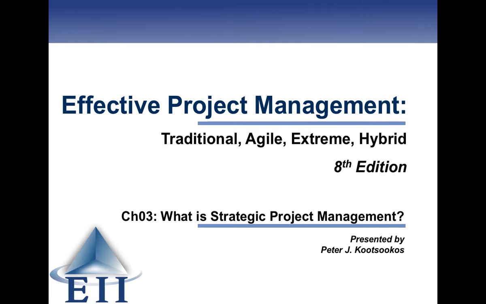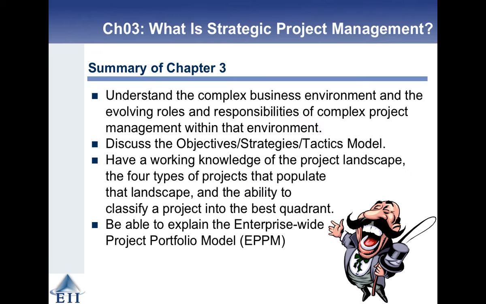So this is Effective Project Management, and now we're doing chapter 3 of the 8th edition, which is what is strategic project management. So, summary: we've got to understand the complex business environment within which the project lives and within which the project manager has to operate. We need to talk about the objective-strategies-tactics model, which is like an onion, as you'll see. And we have to have working knowledge of the project landscape so that we can figure out what we're going to be doing with the project and how we're going to be doing it.